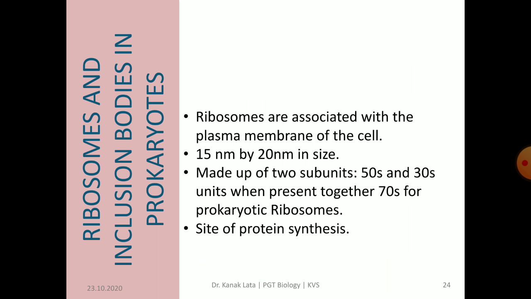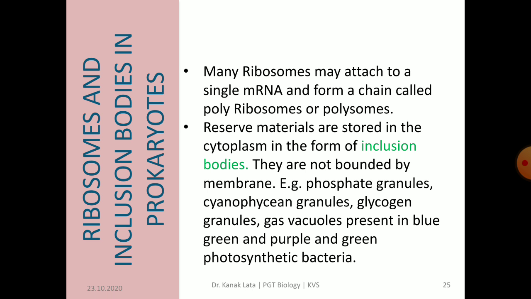Now it is about ribosomes and inclusion bodies in prokaryotes. In prokaryotes, ribosomes are associated with the plasma membrane of the cell. They are about 15 nanometer by 20 nanometer in size. Ribosomes in prokaryotes are made up of two subunits, that is 50S and 30S units, which when present together are 70S. Ribosomes are the site for protein synthesis. Many ribosomes may attach to a single messenger RNA, that is mRNA, and form a chain called polyribosome or polysomes.